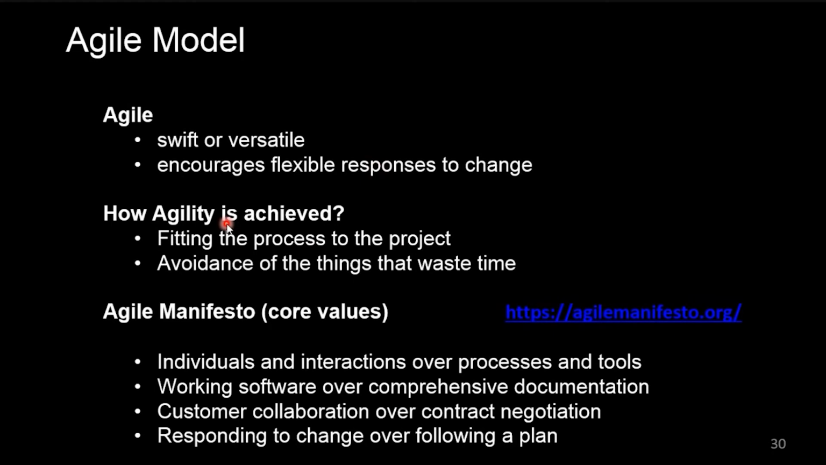The next one is the Agile model. So first of all, what is the meaning of this term Agile? Basically, Agile means swift or versatile. It is fast. It is versatile in nature.